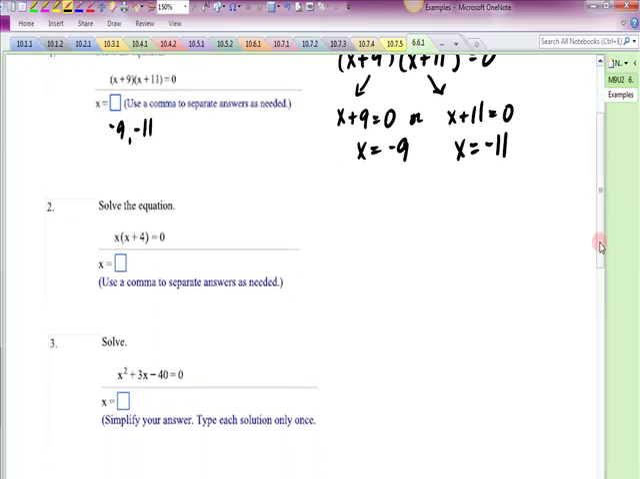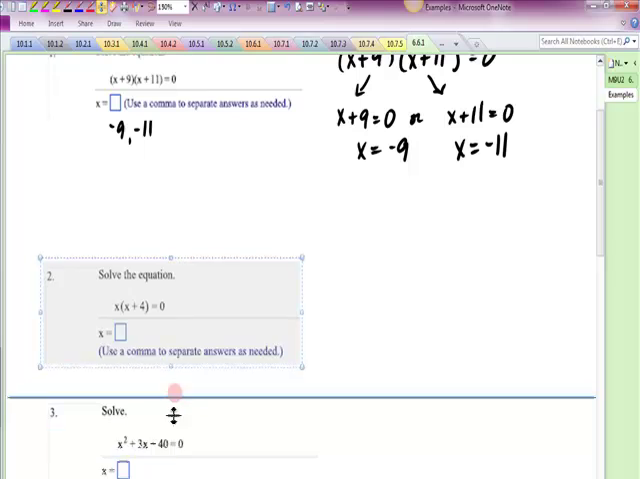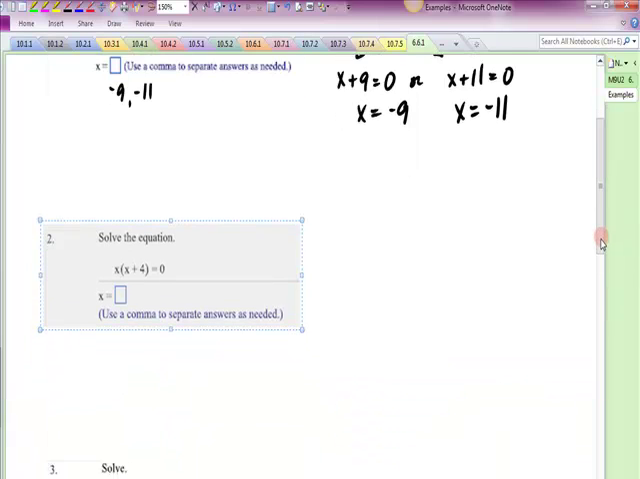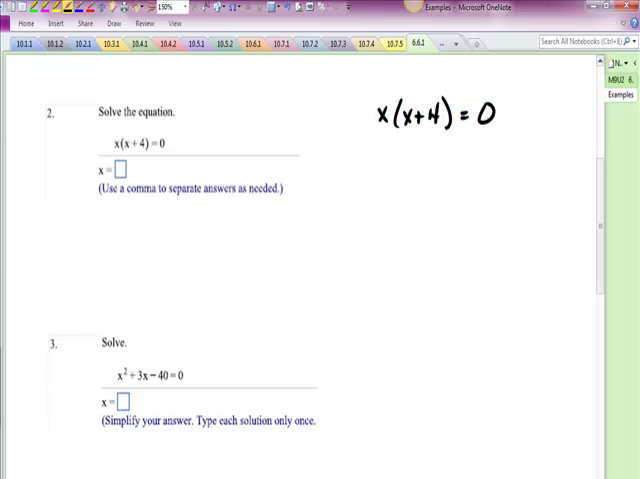All right. The next one. Let's get a little bit of room. This one is also already factored for us. We have x times x plus 4 equals 0. Again, it's already equal to 0. If you distributed, you would have an x squared term, so it is quadratic. We don't want to distribute, but just to see that there is an x squared term.